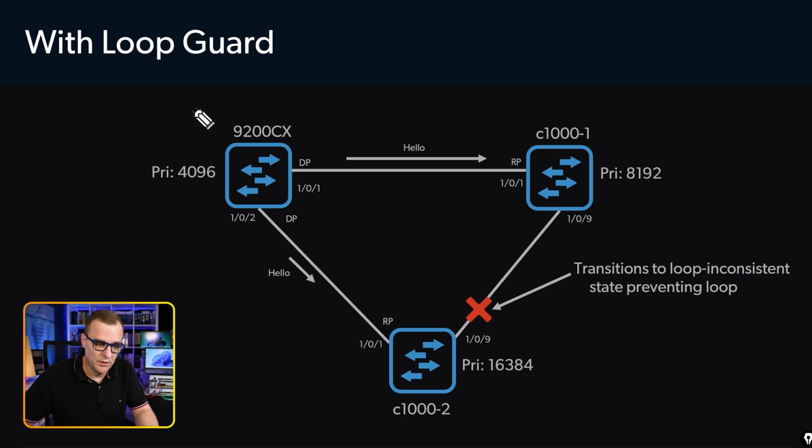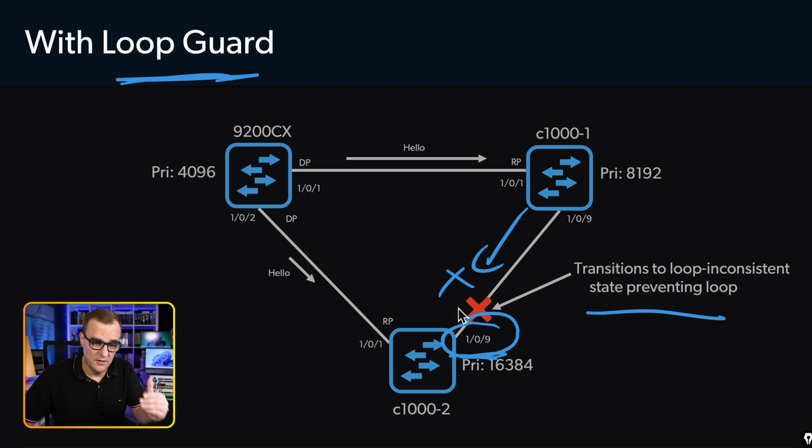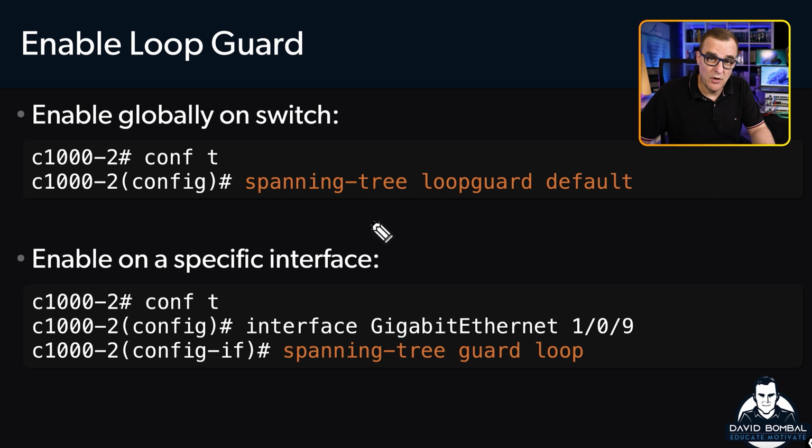Now, if we enable loop guard on our switches, this port will transition to the loop inconsistent state, preventing a loop. So if no BPDUs are received from switch 1, this port transitions to loop inconsistent, stopping the loop in the topology. Now, there are 2 ways to enable loop guard on a switch.